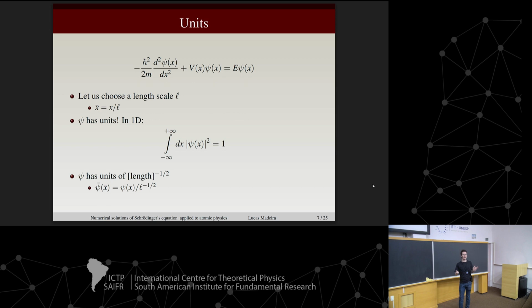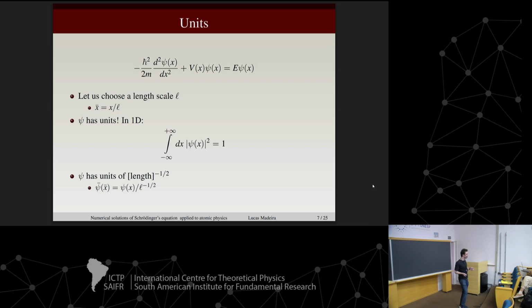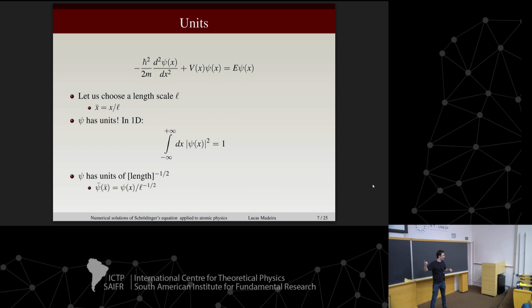Why does psi have this dependence on L to the minus 1/2 in the units? Yes. So the right side has no units here, so the left side must have no units also. You are integrating over the position here, dx. Position has units of length. So psi squared has to have units of length to the minus 1, so that you cancel all the lengths. But it's squared here, so you get a root here. Is it clear? Okay?